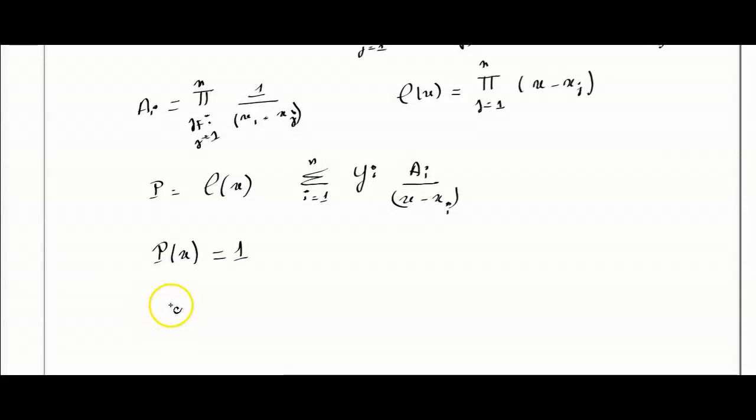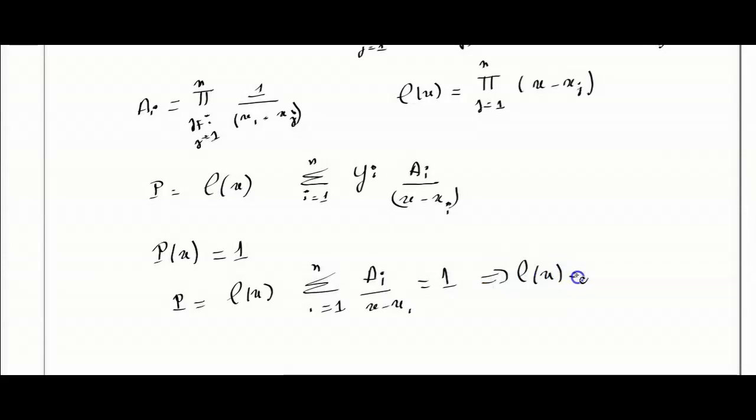So in this case, we get that p is equal to L of x multiplied by the sum of i equals 1 till n of yi, which is 1, times ai over x minus xi, and this is equal to 1. So L of x is equal to 1 over the sum i equals 1 till n of ai over x minus xi.